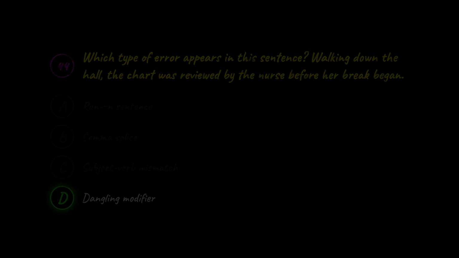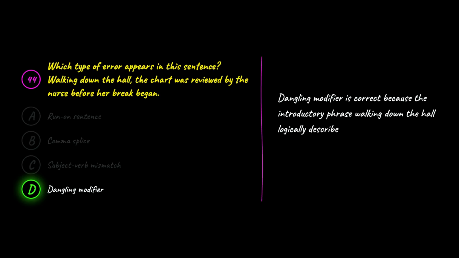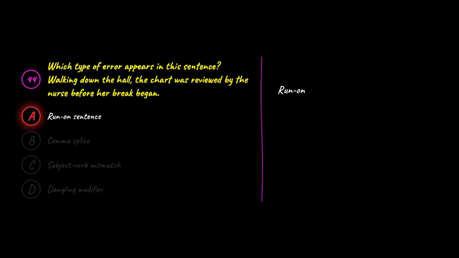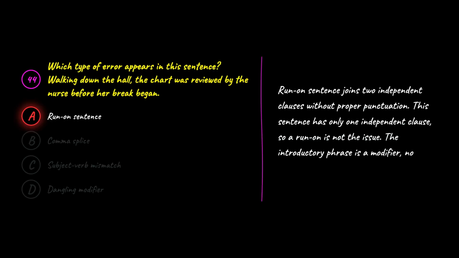Dangling modifier. D is correct because the introductory phrase walking down the hall logically describes a person, but it grammatically attaches to chart, which cannot walk. The doer of walking is missing from the clause. A is wrong because a run-on sentence joins two independent clauses without proper punctuation. This sentence has only one independent clause, so a run-on is not the issue. The introductory phrase is a modifier, not a separate clause.